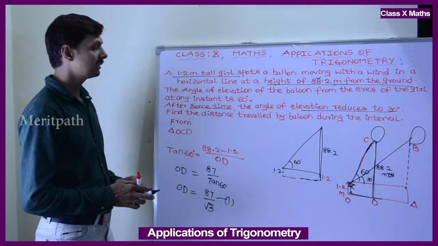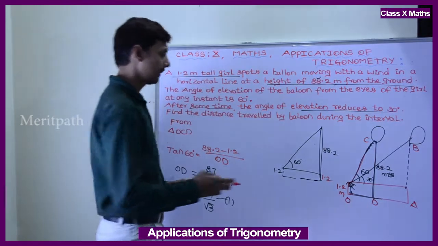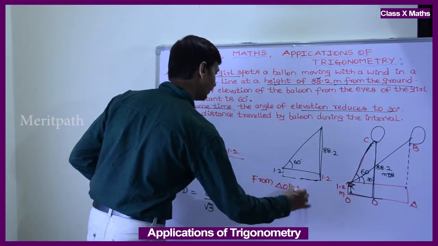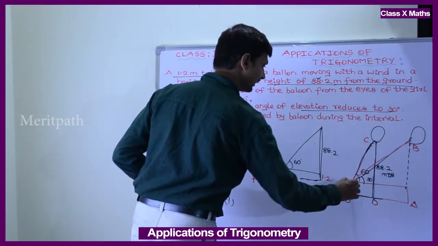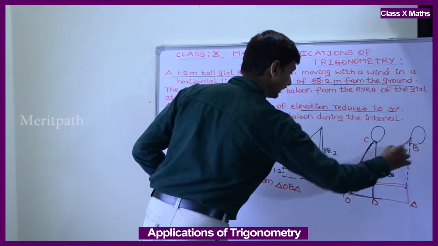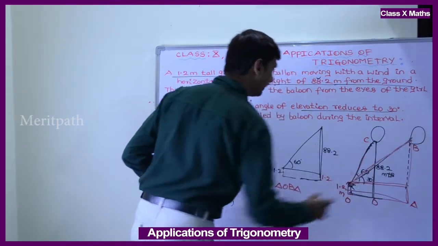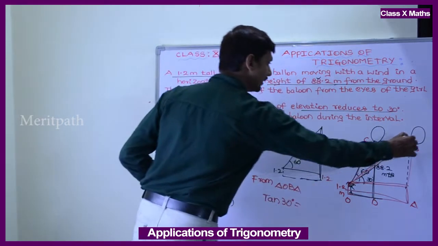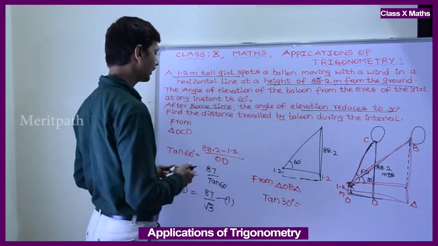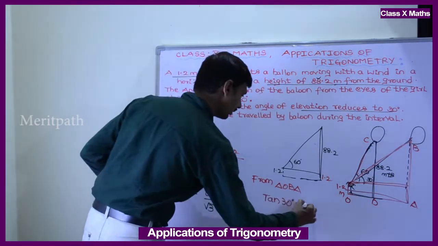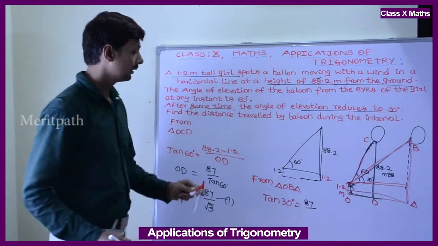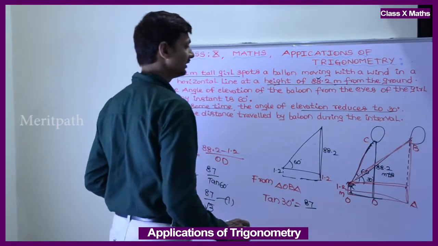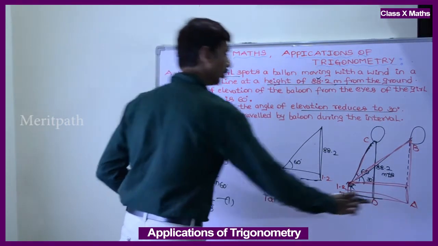From triangle OBA, we can observe the angle of elevation changes from 60 degrees to 30 degrees. Then in triangle OAB, tan 30 degrees is equal to opposite side by adjacent side. The opposite side we already got, that is 87 meters from equation 1, divided by the adjacent side, that is the total OA.